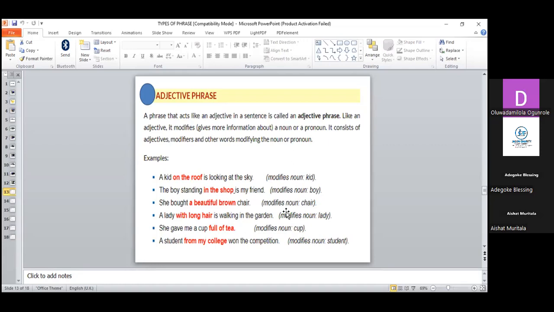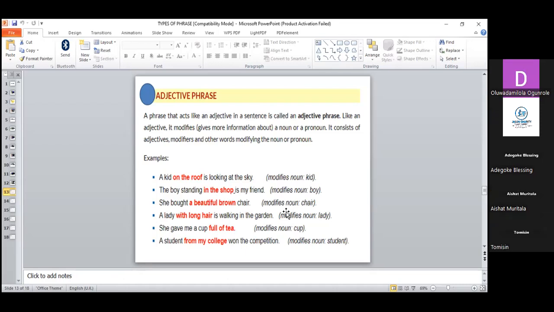A kid on the roof is looking at the sky. Now, you realize that the expression on the roof is actually a prepositional phrase. It is a prepositional phrase. But in this instance, it is functioning as an adjectival phrase.